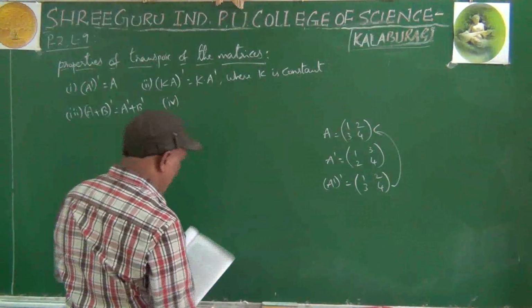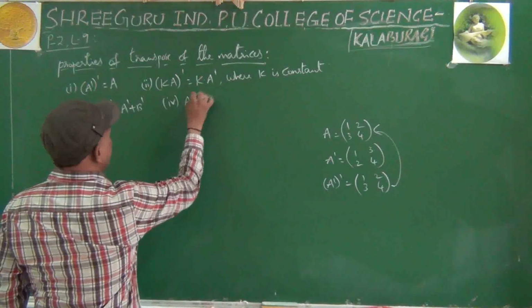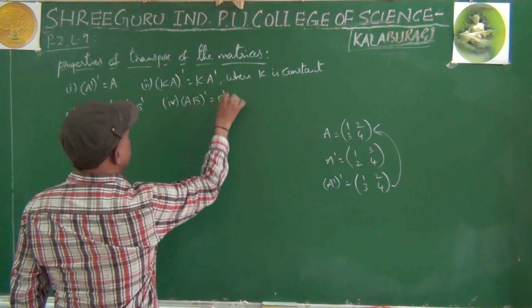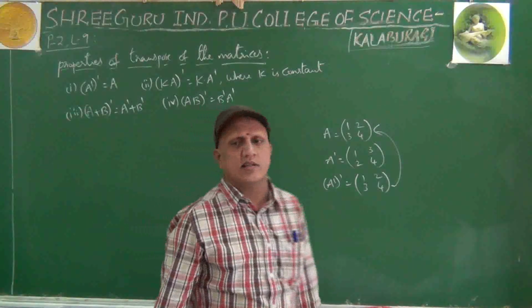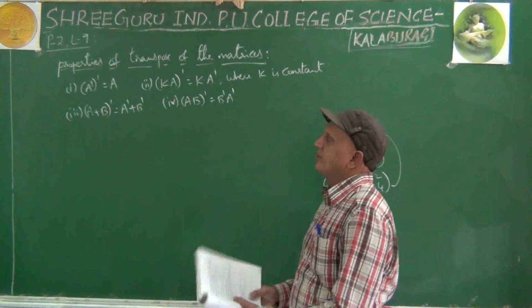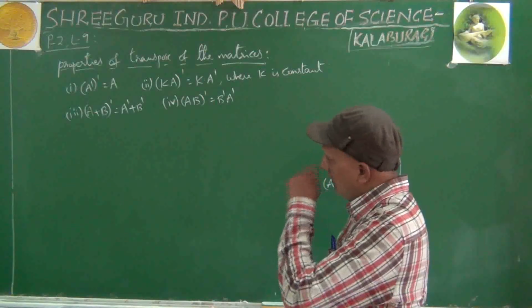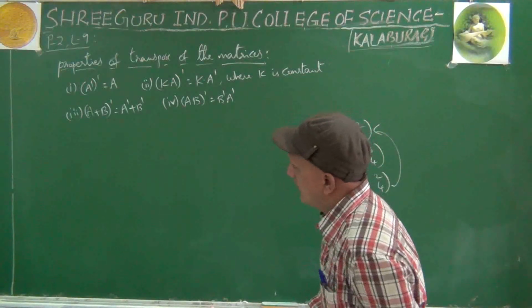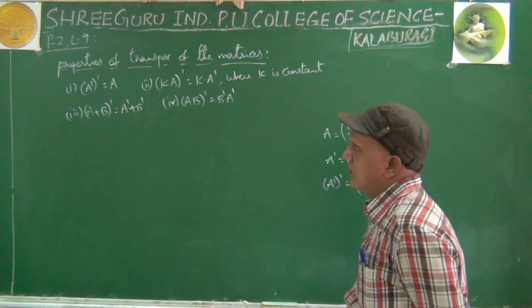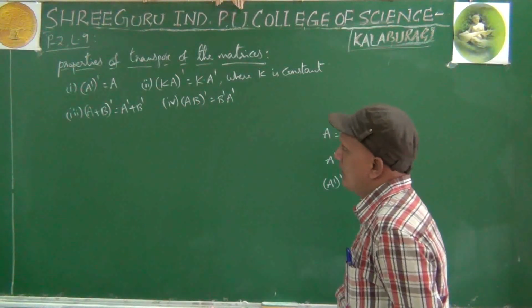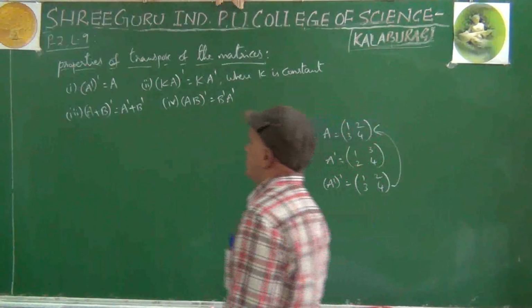Fourth property, AB whole dash equals B dash A dash. That's it. These many properties are there, 4 properties. A dash whole dash equals A. kA whole dash equals k into A dash, where k is a constant. A plus B whole dash equals A dash plus B dash. AB whole dash equals B dash A dash.